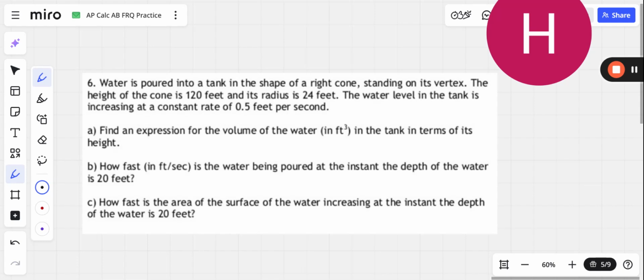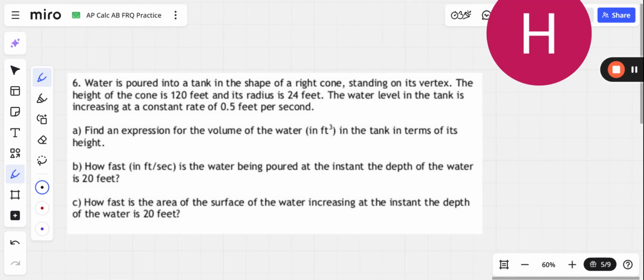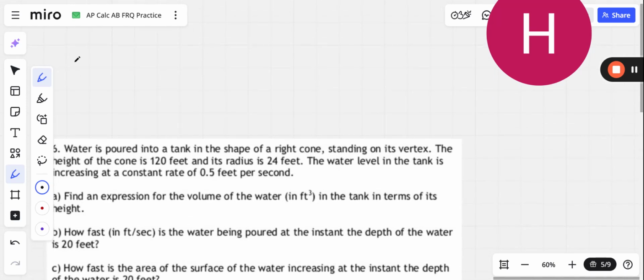Okay? So we have a related rates problem here. Infamous related rates problems. I want you to practice. Give yourself about 12 minutes to work on this on your own first. And then when you're ready, come back, check out the video, see how we did it here. Okay, let's get started. It says water is poured into a tank in the shape of a right cone standing on its vertex. So let's get an idea of what that kind of looks like. Something like that.